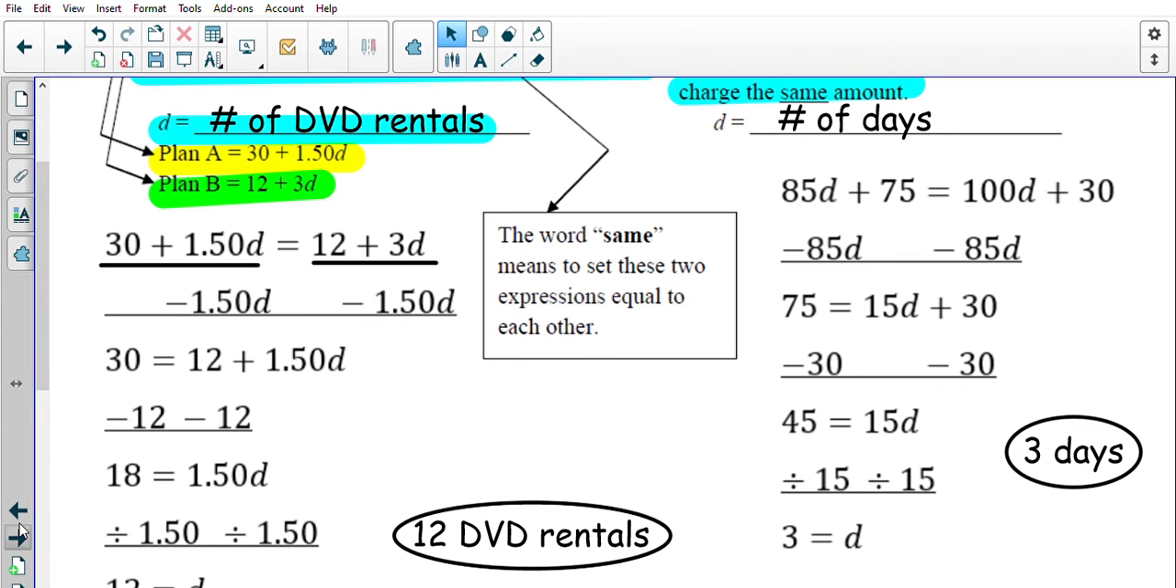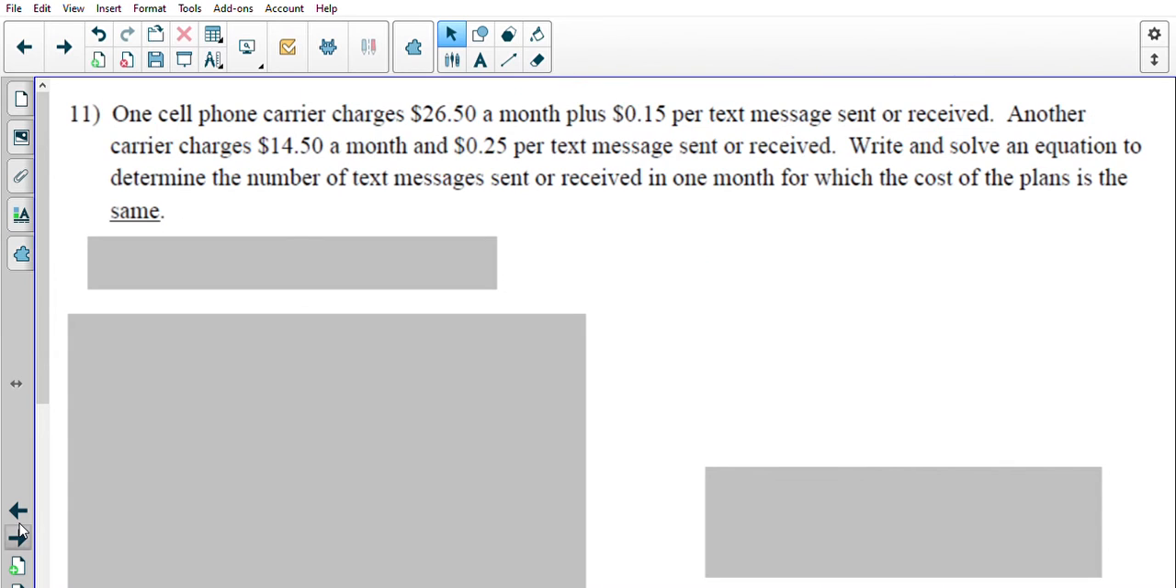All right, let's try one more of these. That's number 11. One cell phone carrier charges $26.50 a month plus 15 cents per text message sent or received, which I know is not the case anymore, but we'll just go with it. Another carrier charges $14.50 a month and 25 cents per text message sent or received. Write and solve an equation to determine the number of text messages sent or received in 1 month for which the cost of the plans is the same.